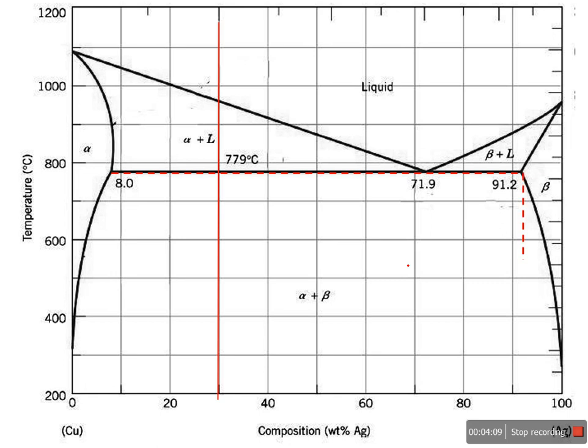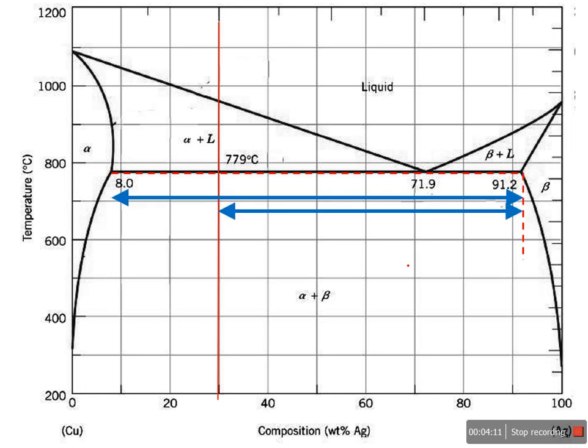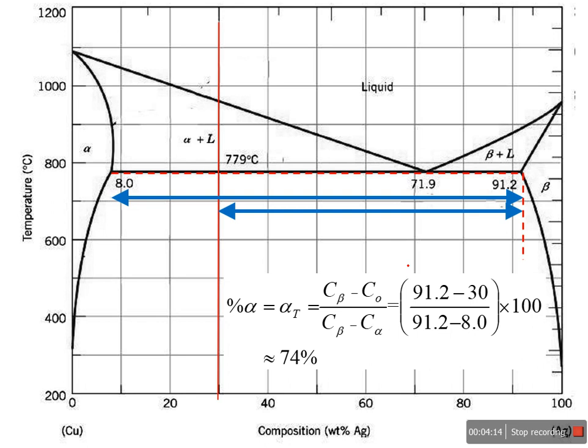And we can work out, for example, the percentage of alpha will be 91.2 minus 30, so it's this line here, divided through by 91.2 minus 8, which is the full tie line length. Now, this vertical dimension is exaggerated, but really we're actually just concerned with below the eutectic isotherm.